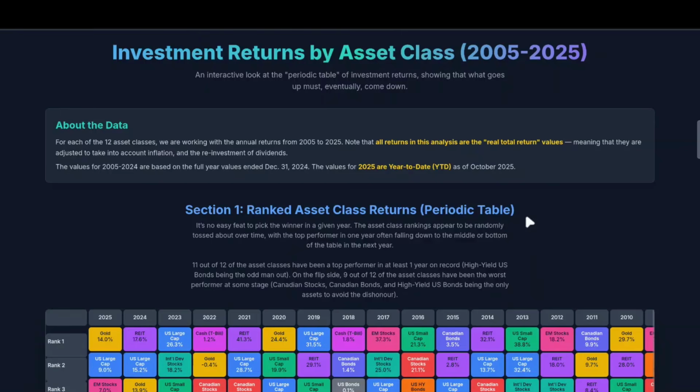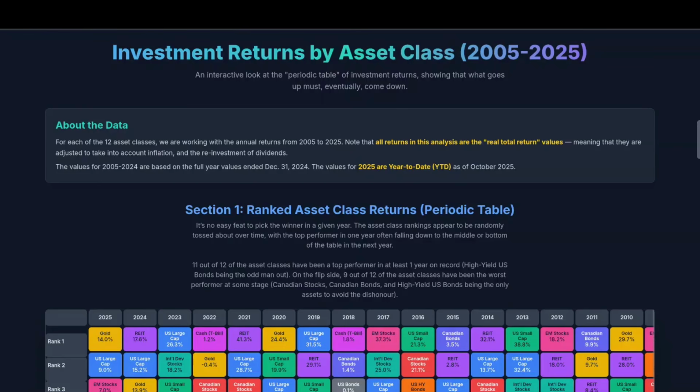I did a previous video on the back test, and I thought it would be interesting to do one on investment returns by asset class over a very long historic period, 2005 to 2025. So what we're going to look at today is an interactive look at almost like a periodic table of investment returns, showing what goes up must eventually come down.